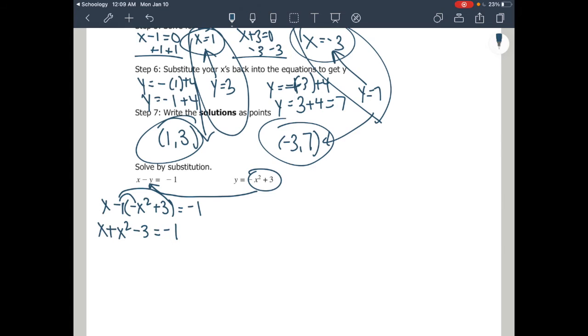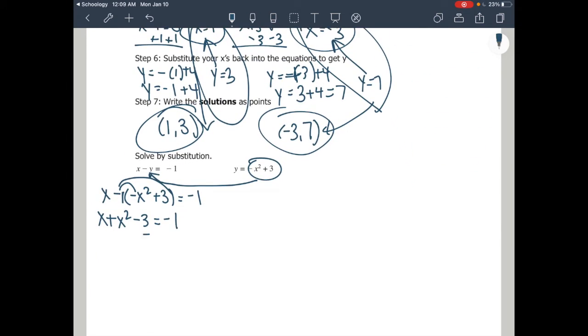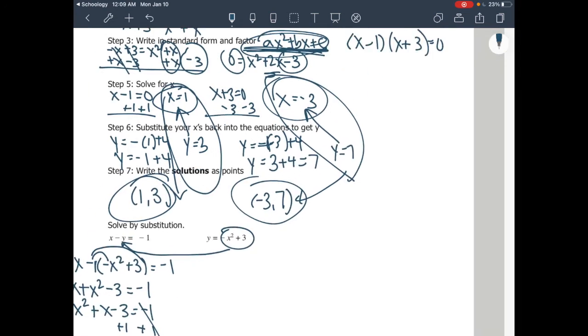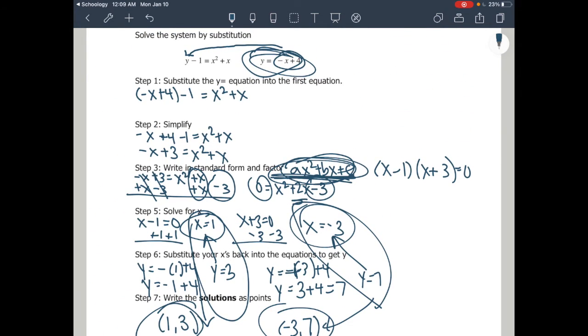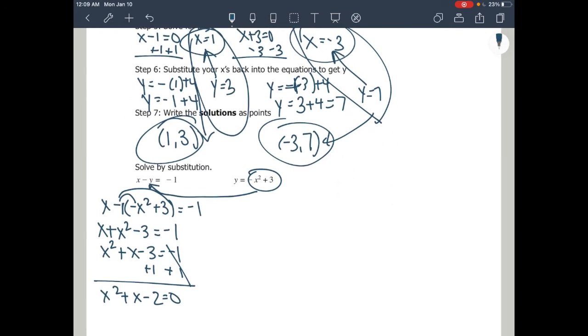So standard form, remember, is ax squared plus bx plus c. Well, currently this is not in standard form. So let's rearrange. X squared plus x minus 3 equals negative 1. And then we want to put that negative 1 on the other side to make sure it is equal to 0. So x squared plus x minus 2 equals 0, because that's going to cancel out there. And remember, we want it to look like this and have no equal sign on the other side.